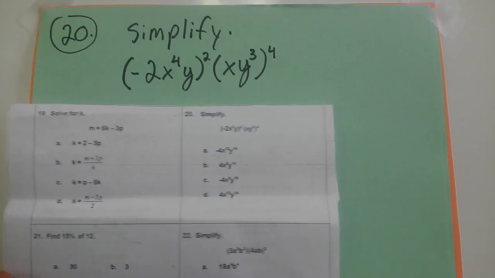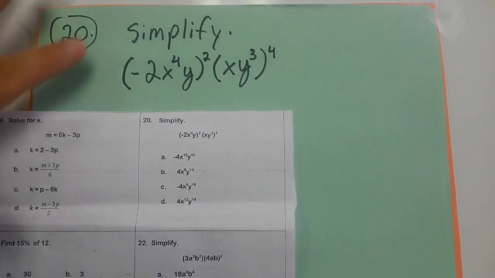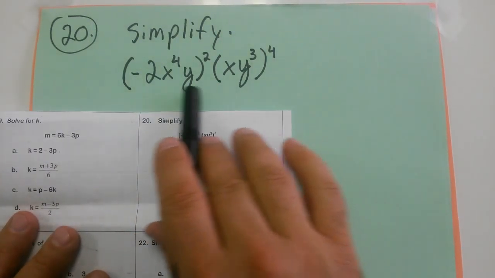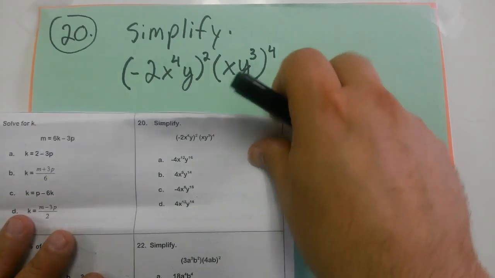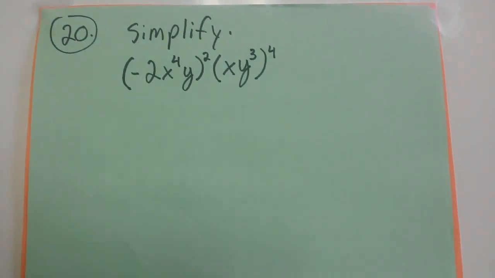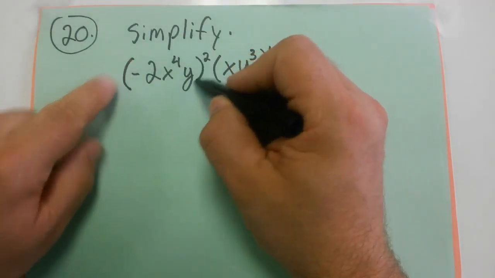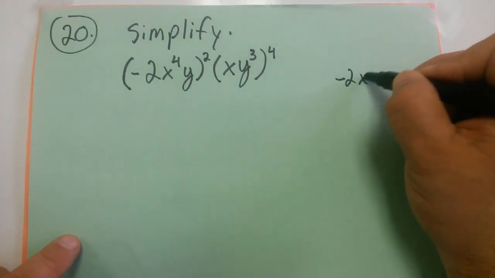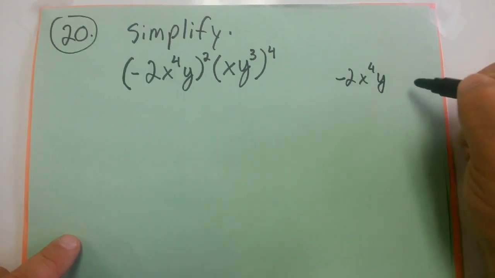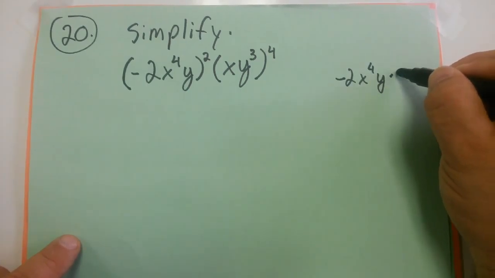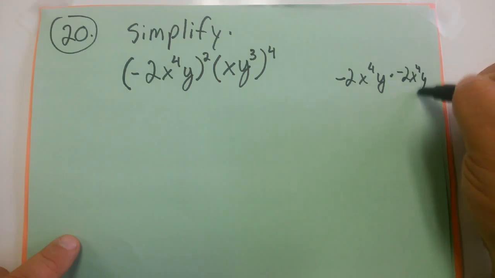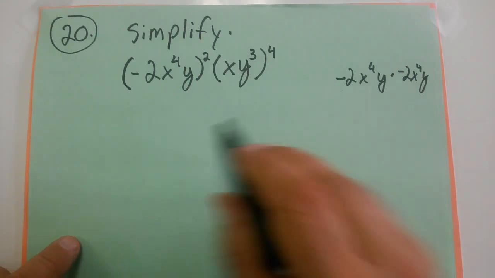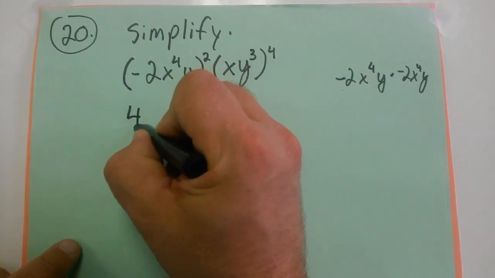Number 20 on the PERT practice is a simplify problem. And this here is basically you have to know your properties or laws of exponents. The deal is I have this whole quantity squared. What that means is I'm technically going to do negative 2x to the fourth y times negative 2x to the fourth y. So what's negative 2 times negative 2? Well, that's going to give me a positive 4.